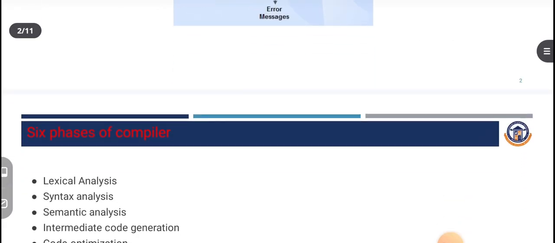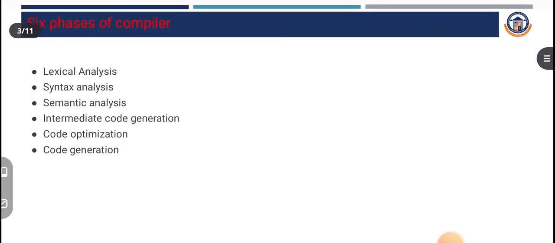The next one is the phases of compiler, otherwise we may represent it as the structure of compiler. There are 6 phases of compiler. The first one is the lexical analysis, second one is the syntax analysis, then semantic analysis, intermediate code generation, code optimization and then code generation.